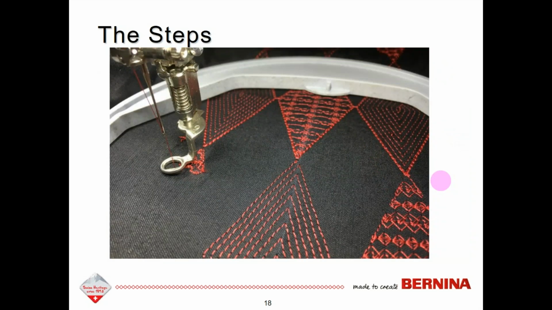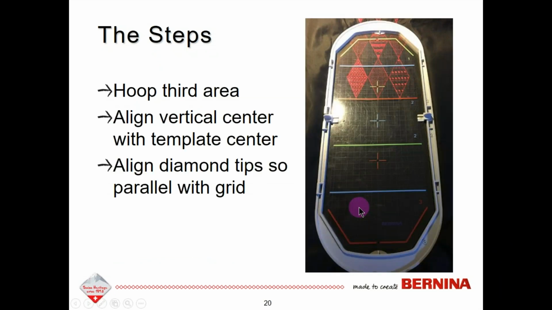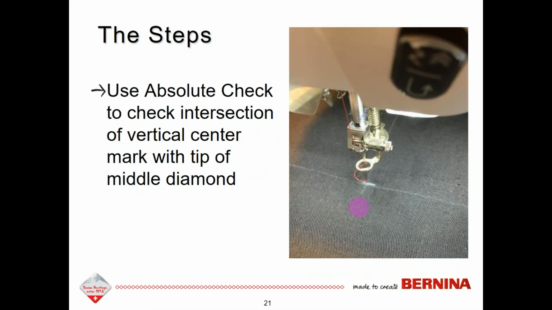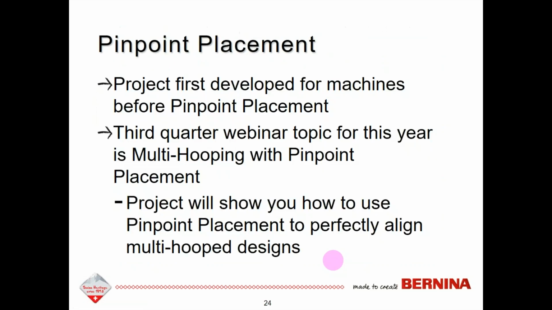And then you'll stitch that second file. And there's the second file completed, again with the basting stitch markers here. And then you repeat that for the third area of the hoop. Align the vertical center first, align the diamond tips, and make sure that everything will align correctly and stitch that last section. And here again, you can align with the tip versus using the basting stitch markers. The other points checked, and then you're ready to stitch.